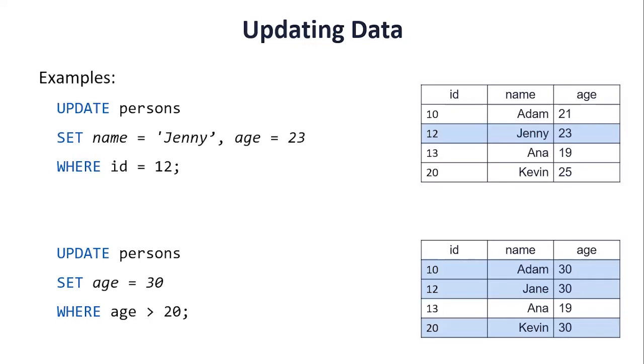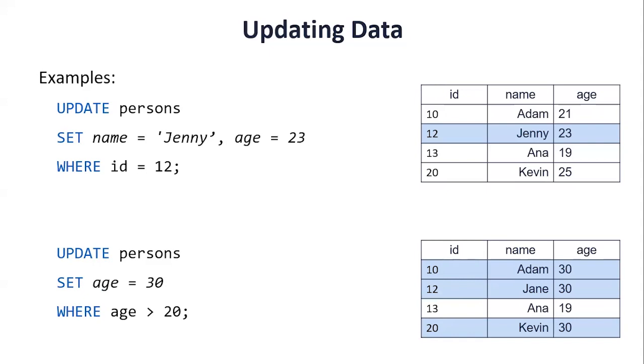For example, if we want to update this person with the ID 12, we can say update persons, set name equals to Jenny and age equals to 23, and followed by where ID equals 12. So using that where clause, we make sure that only the record satisfying that condition will be updated. If we didn't have that where clause, all the records will be updated.